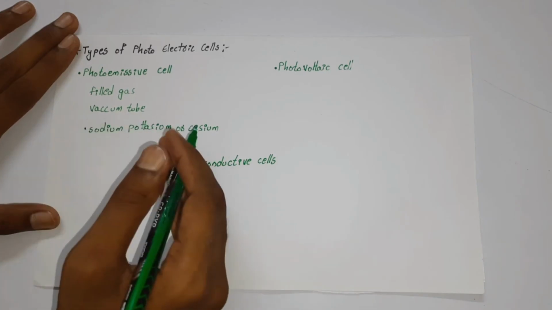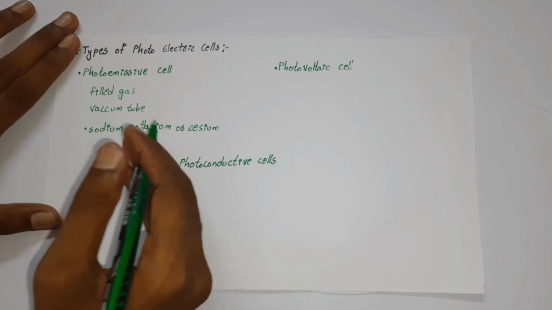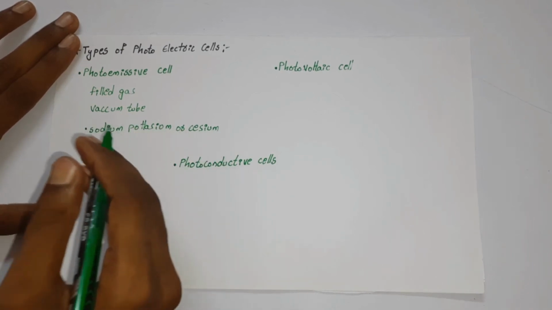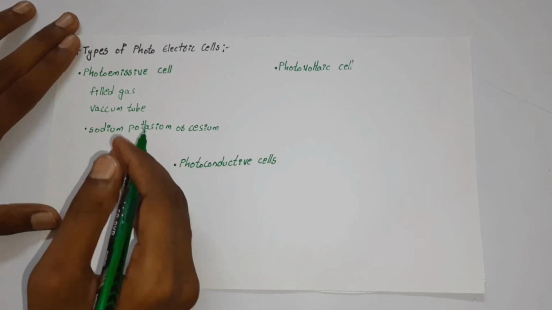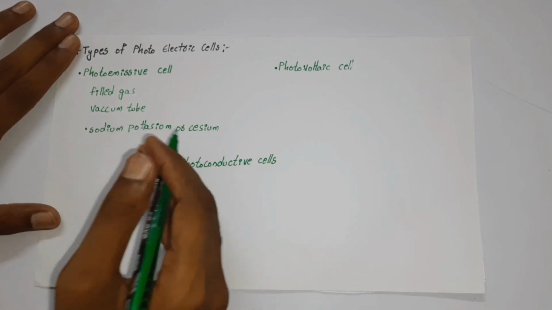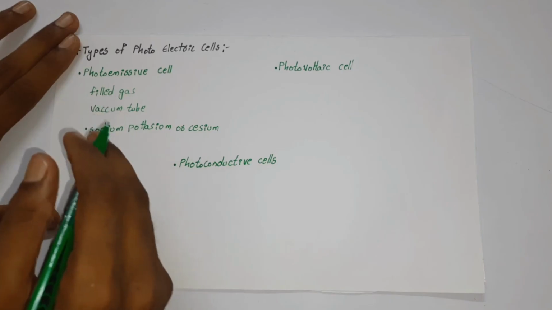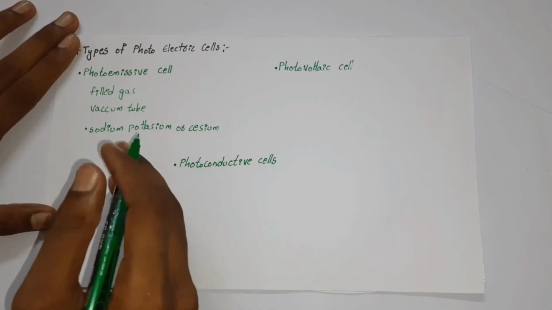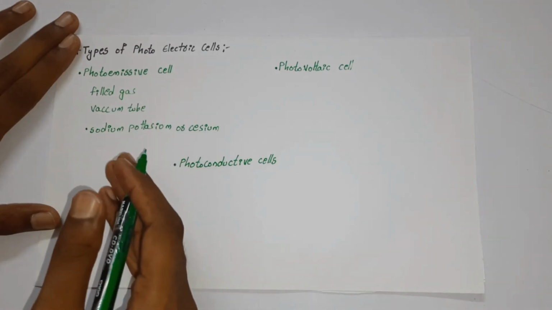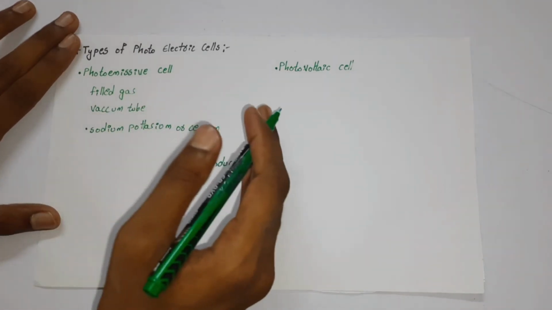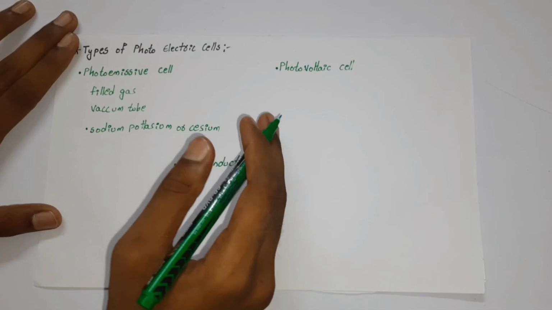So when a light ray falls on this photoemissive cell, the electrons move from cathode to anode and create the source of television, or we can use it as cinematography. So this is how the photoemissive cell will be used. It will exist in two different forms, a filled gas and a vacuum tube format. Next, what is meant by a photovoltaic cell?